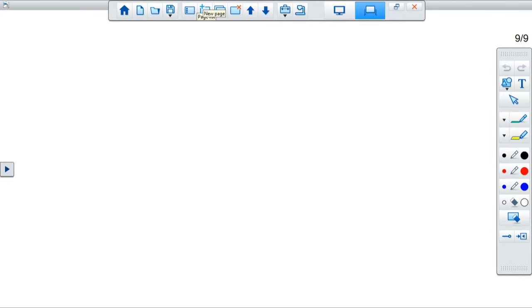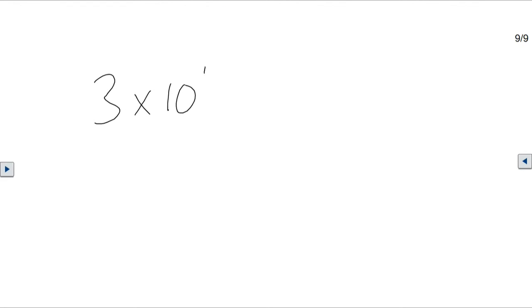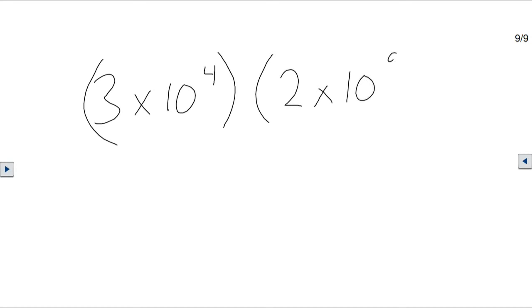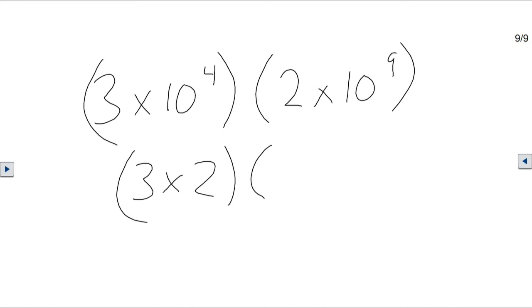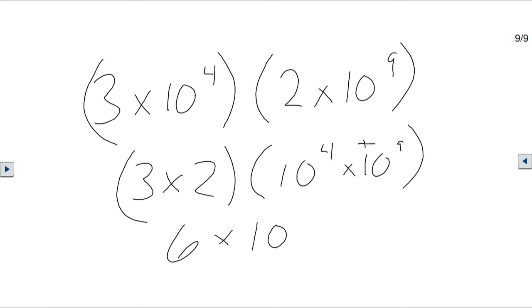So let's say we had 3 times 10 to the 4th, and we're going to multiply that times 2 times 10 to the 9th. Here's where we're going to use our commutative property to do some rearranging. This is all multiplication, so I can rearrange it so that I'm multiplying my front numbers and I'm multiplying my powers of 10. So I end up with 3 times 2 is 6, and 10 to the 4th times 10 to the 9th. Again, our rule is we add exponents, and we get 10 to the 13th.